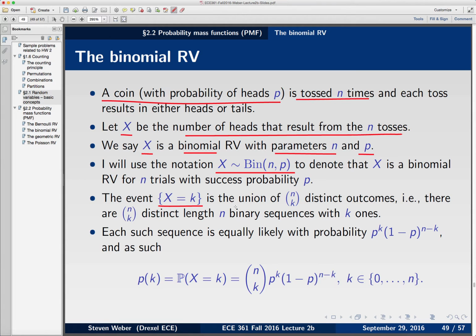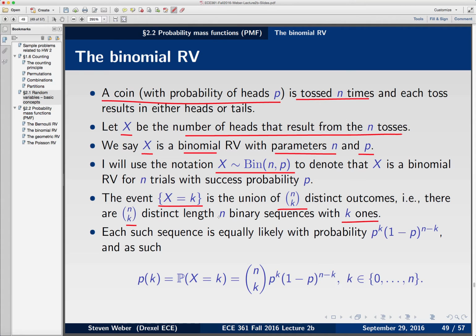Given that I'm going to have n trials, 1 through n, I want to know how many ways I can select k of those trials for success. I'm selecting without regard to order, and therefore the number of ways for me to pick k trials to form the successes out of the n trials total is n choose k. That is, there are n choose k distinct length n binary sequences with k ones.